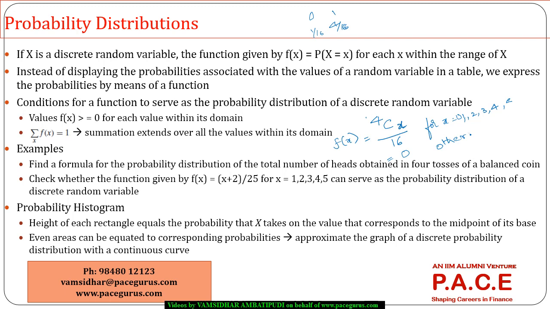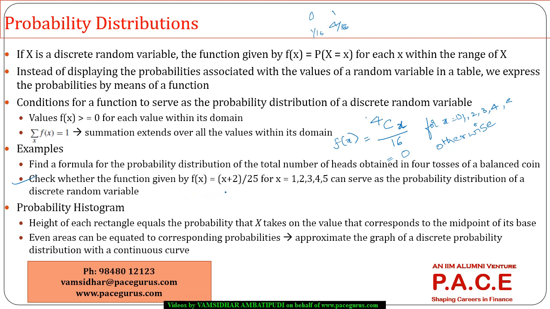Now if it has to be a probability distribution function, each probability should be greater than or equal to 0, and the sum of all probabilities should be equal to 1. Let's look at the second one so that you can get the understanding of it.